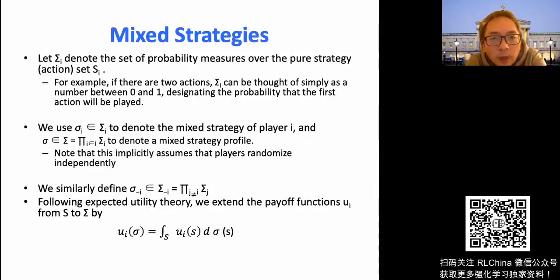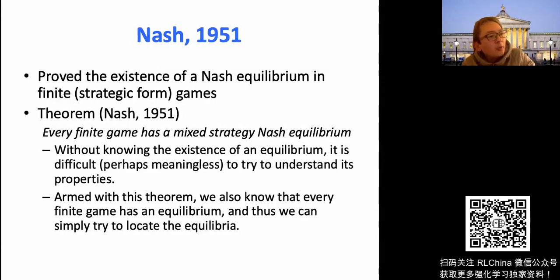So for the remaining 15 minutes, let's go down a bit on mathematics to see how Nash proved the existence of Nash equilibrium in finite games. When I say finite games, I mean the game that we define, where we have a finite number of actions and a finite number of players.